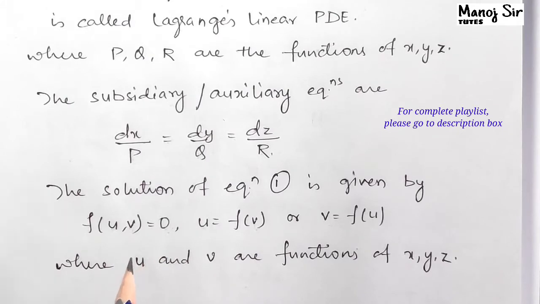You can use one out of these three formats. I will be using this format, f of u comma v equals 0, where u and v both are functions of x, y and z. This f is an arbitrary function. So instead of this you can use this or this also: u equals f of v, or you can use this format also, that is v equals f of u.